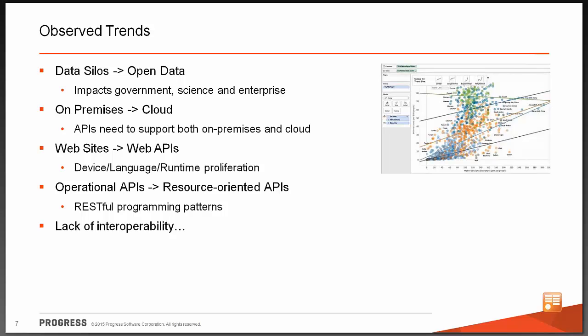And those APIs made the data available not just to browsers, but to a variety of different devices that were able to do interesting things with the information underlying those HTML pages to really customize their interaction with that data. At the same time, we saw a move from traditional SOAP operational APIs into more resource-oriented APIs.